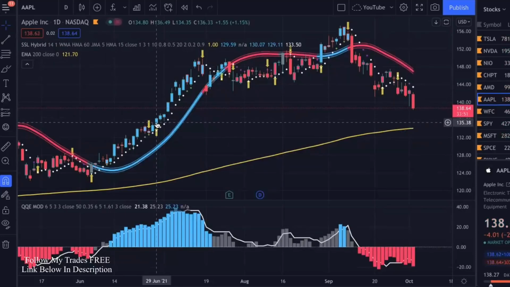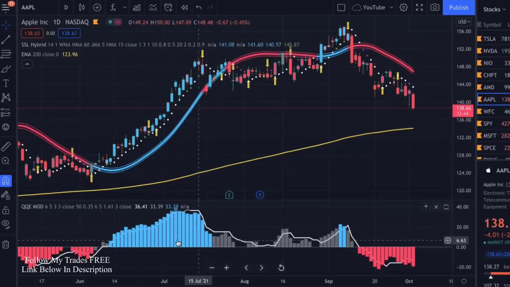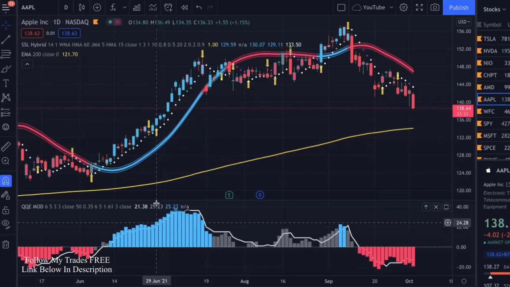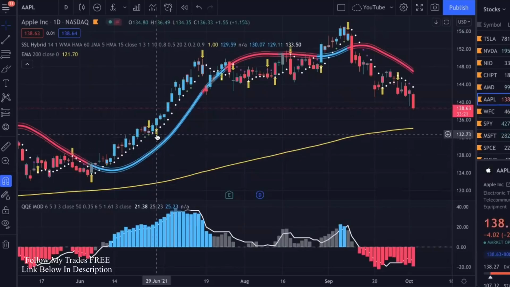Number three is the QQE Mod. It needs to be either gray or blue. The bluer the better. Gray is a little bit of a gray area, but I like it to be blue. When this is blue, price is above the 200 EMA, price action is above the trend line and the trend line is blue, and you get an arrow for entrance, that is where you get in. And then you ride it up.